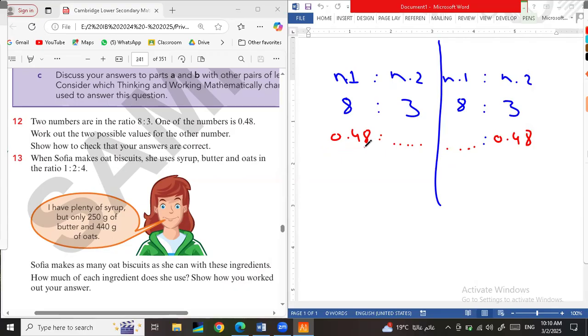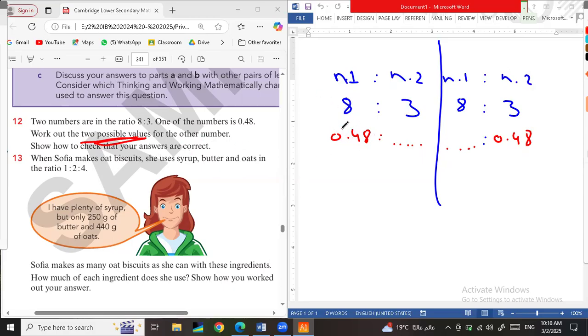So I put 0.48 under the first number, and I will try to find the second. I put 0.48 under the second number, and I will try to find the first. These are the two possible values that he's talking about.